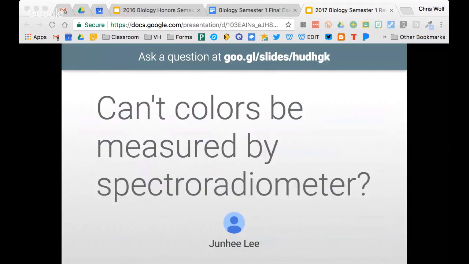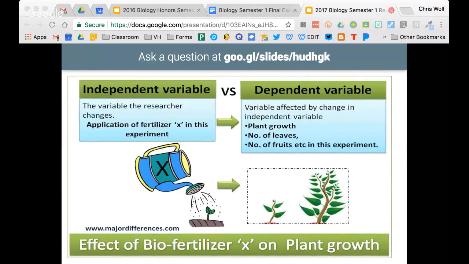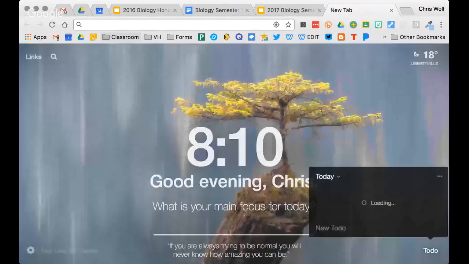All right, here's a great question someone brought up. Can't colors be measured by a, I think you meant spectrophotometer. Yes, that's true. And if we do measure color through spectrophotometry, that would be a quantitative measurement. In fact, that was one of the labs we did. We measured color using spectrophotometry. I don't have a picture of that. Let me grab a picture real quick and dump that into the slide deck and talk about that.